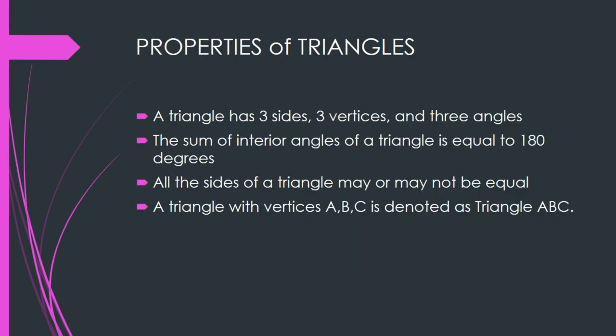Properties of triangles. A triangle has three sides, three vertices, and three angles. The sum of interior angles of a triangle is equal to 180 degrees. All the sides of the triangle may or may not be equal. A triangle with vertices A, B, C is denoted as triangle ABC.